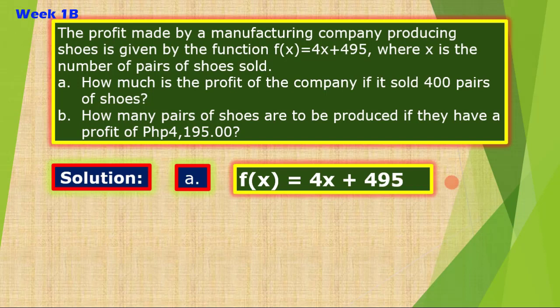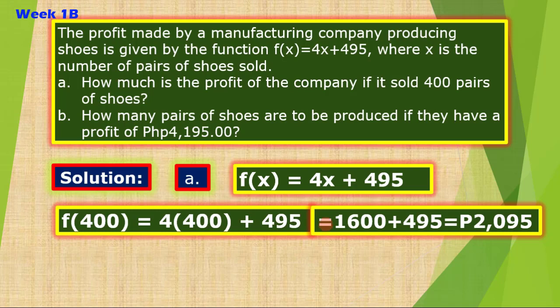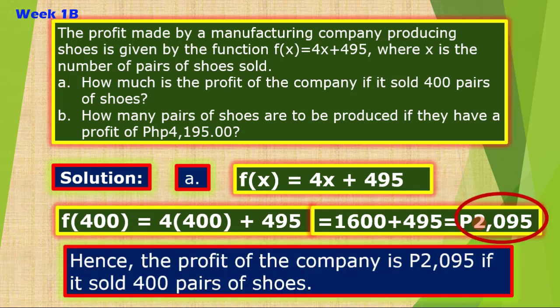For the solution, for letter A, this is the profit function given, and we are to evaluate the profit function of the company at x equals 400 pairs of shoes sold. So f of 400 is equal to, just simply substitute x equals 400 to all x's. So we have 4 times 400 plus 495, which is equal to 1,600 plus 495. The sum is 2,095 pesos. Hence, the profit of the company is 2,095 pesos if it sold 400 pairs of shoes.